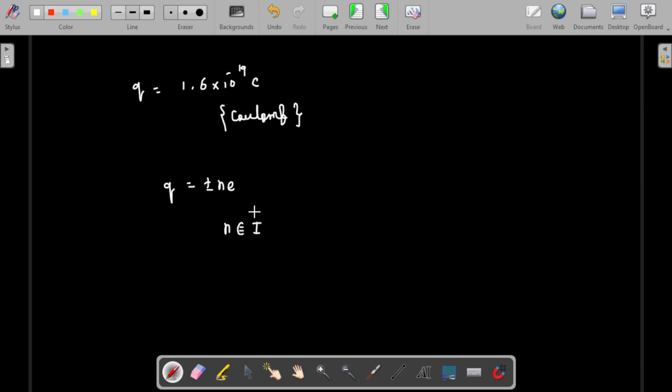Okay, so Q is quantized. Quantized means it will be taken as a positive quantity, so we always prefer this value. So Q is equal to positive Ne. Okay, so this is one important formula.